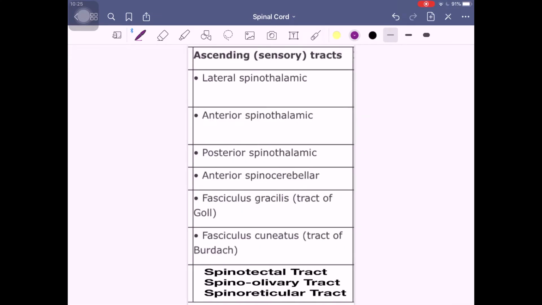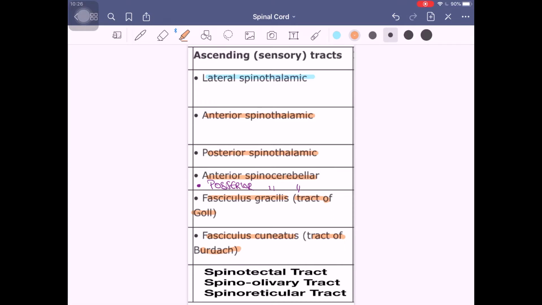Okay. So these sensory tracts, there are so many. They are your lateral spinothalamic tract, anterior spinothalamic tract, posterior spinothalamic tract, anterior spinocerebellar. Again, one is missing here. So I said that one is your posterior spinocerebellar tract. Then in addition to this, we have fasciculus gracilis, also called tract of Goll, and fasciculus cuneatus, also called tract of Burdach.